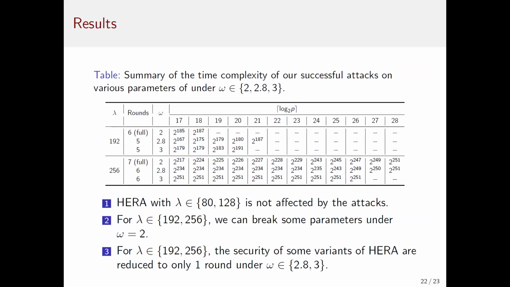So we can see that according to our analysis, maybe I should give a figure, but you can see that HELA is not affected by our attacks if it only provides 80-bit or 128-bit security. But for the remaining parameters, we can break it under a very optimistic assumption on the algebraic constant. And if we use more conservative choices, we can reduce the security margin from 2 rounds to only 1 round.